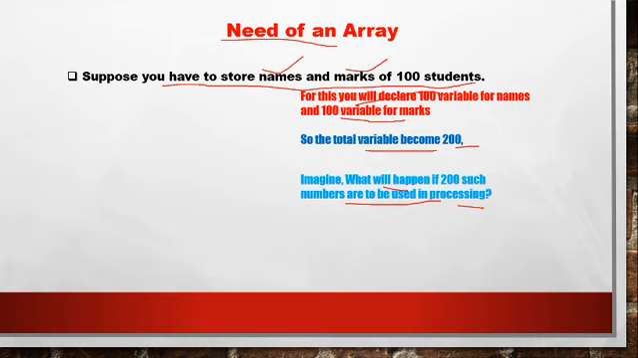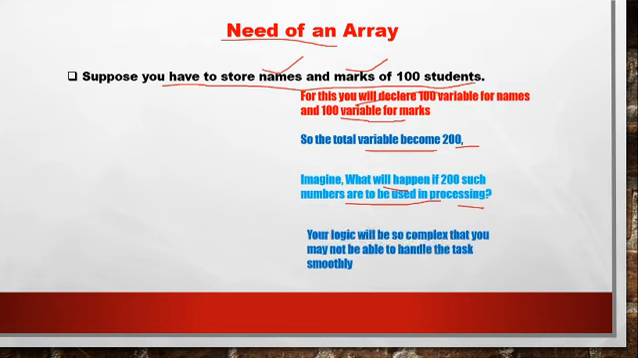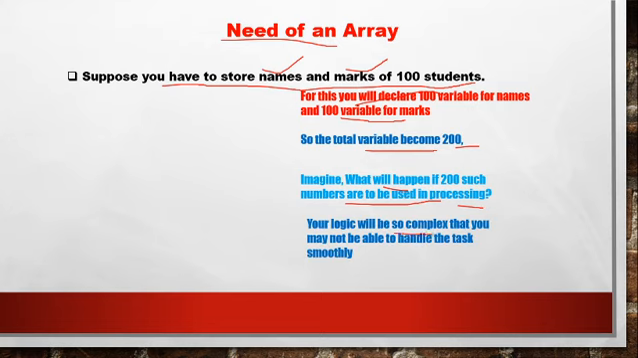Now 200 numbers or 200 variables you are using in a single program. At the time of writing variable descriptions and handling the program, it will be very tough, and your logic will be so complex that you may not be able to handle the task smoothly. Why? Because to handle 200, 300, 400 variables, the logic will be so complex. So it will be a problem for you.